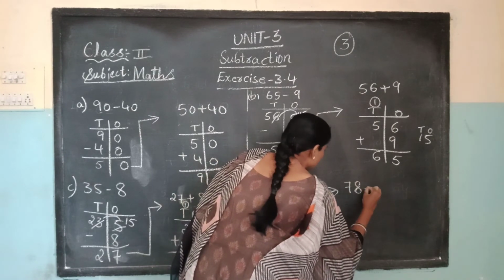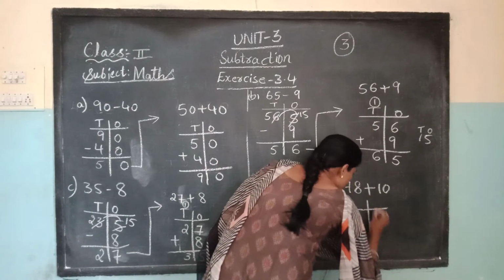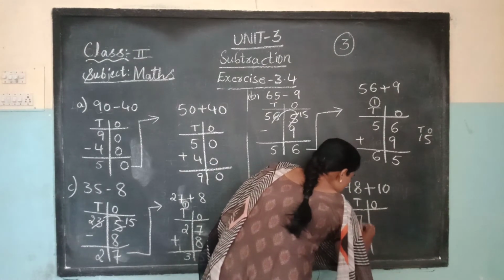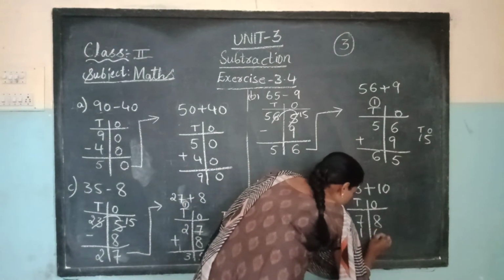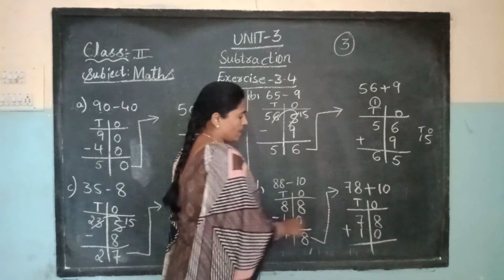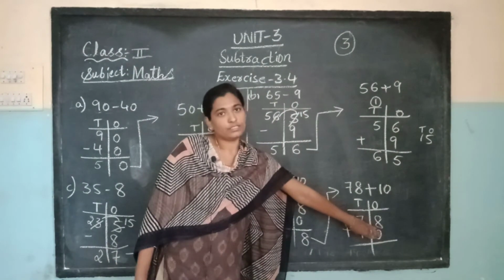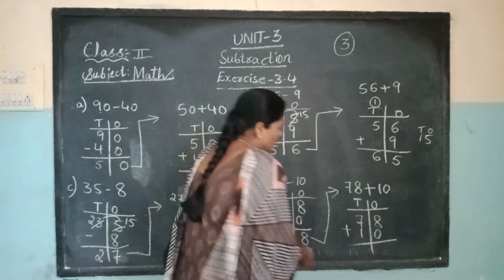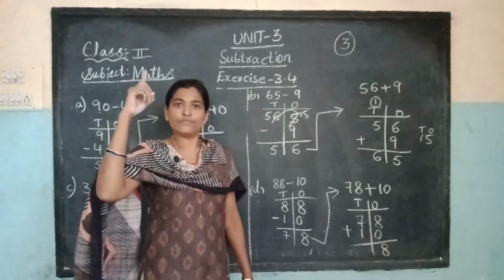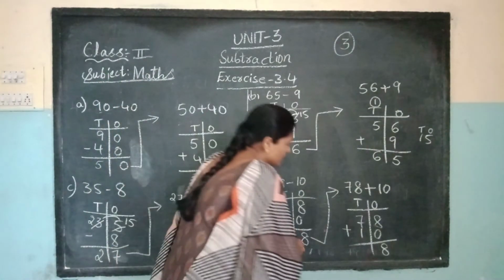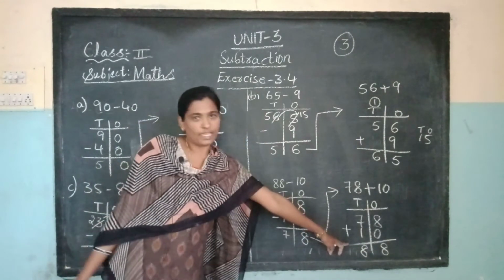78 plus 10. Again take here ones and tens column. 78 plus 10. 8 plus 0, what will come here also? No value for 0. What will come? 8 only it will come. 8, 7 in the mind and 1 in your finger. 7 after, 8. Yes, we got the answer. What we have done, it is the correct one.